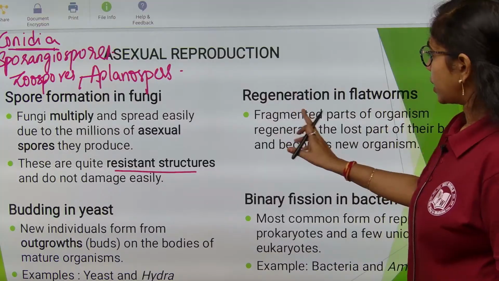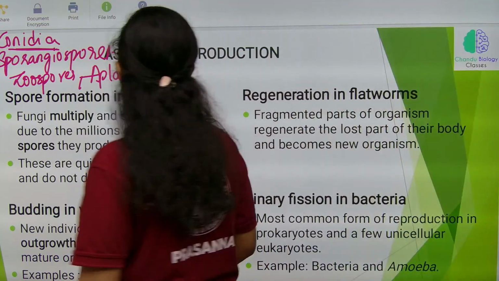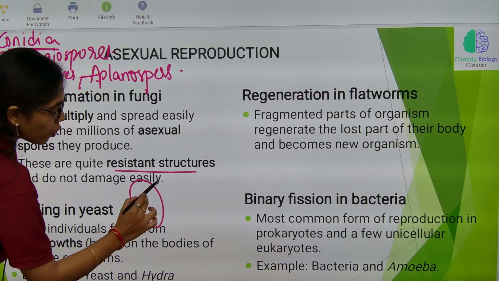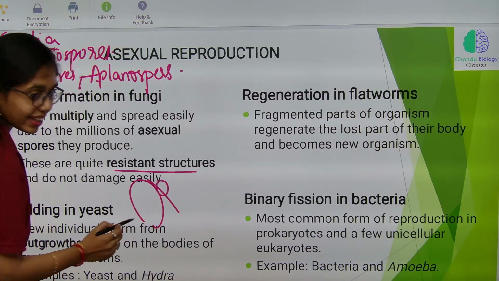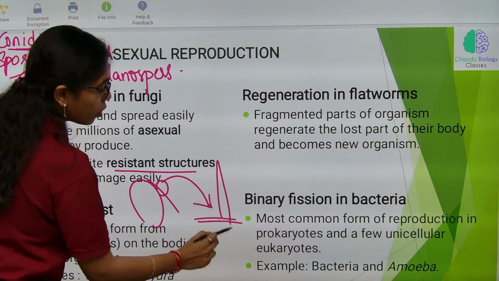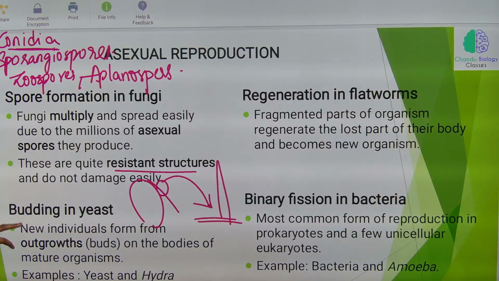Okay. Next, budding in yeast. In yeast budding, from the parent a small bud arises. This bud, when detached from the parental body and landing on a suitable substratum, grows into a new individual again. So new individuals form from outgrowths on the bodies of mature organisms. For example, yeast and hydra.